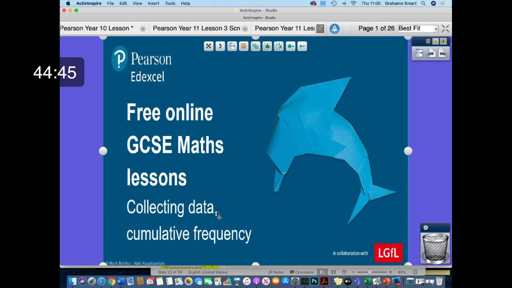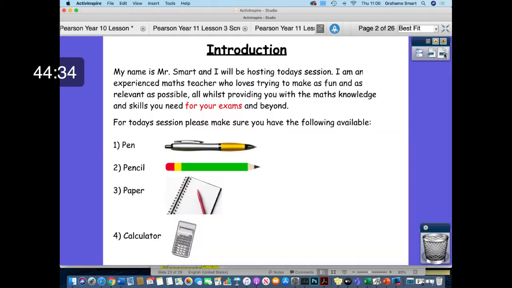Today's lesson we're going to be focusing on collecting data and cumulative frequency, and it's going to be a real focus that's really relevant at the moment. It's going to be around a lot to do with screen time and how much time you spend in front of a screen. So just let me go through the procedures as always.